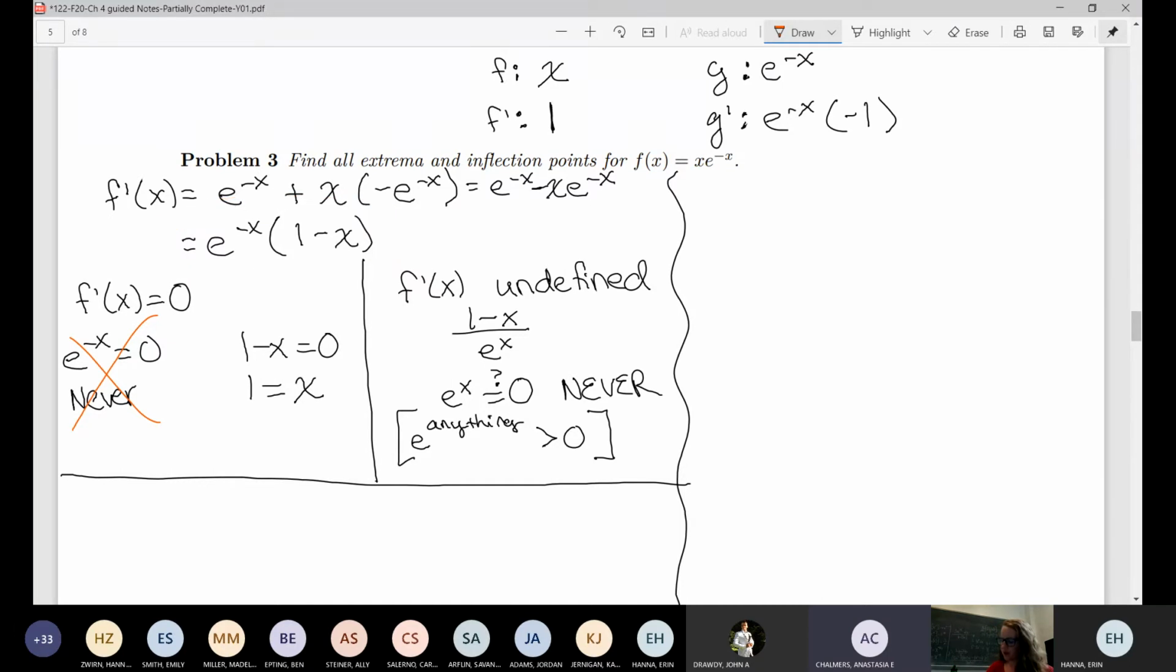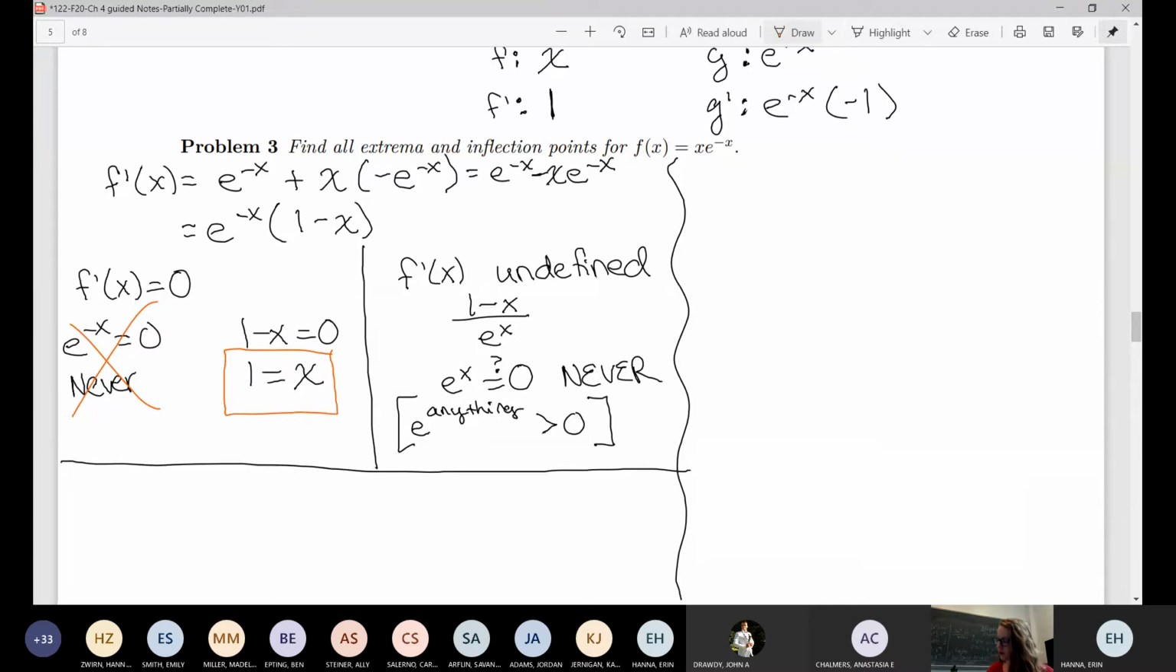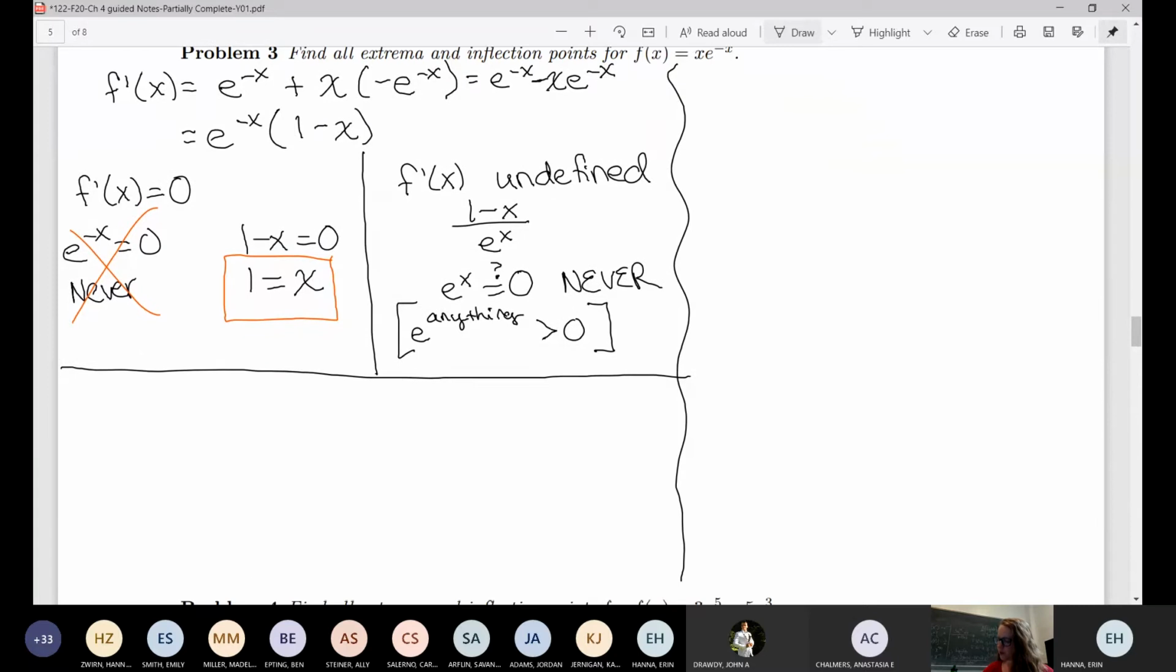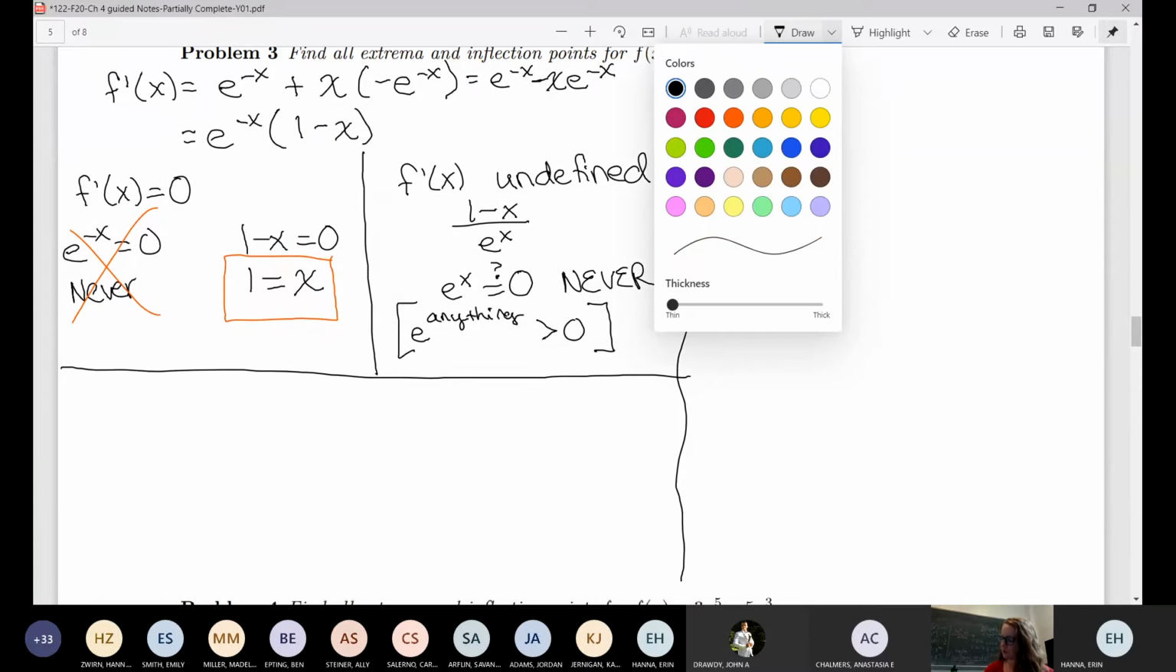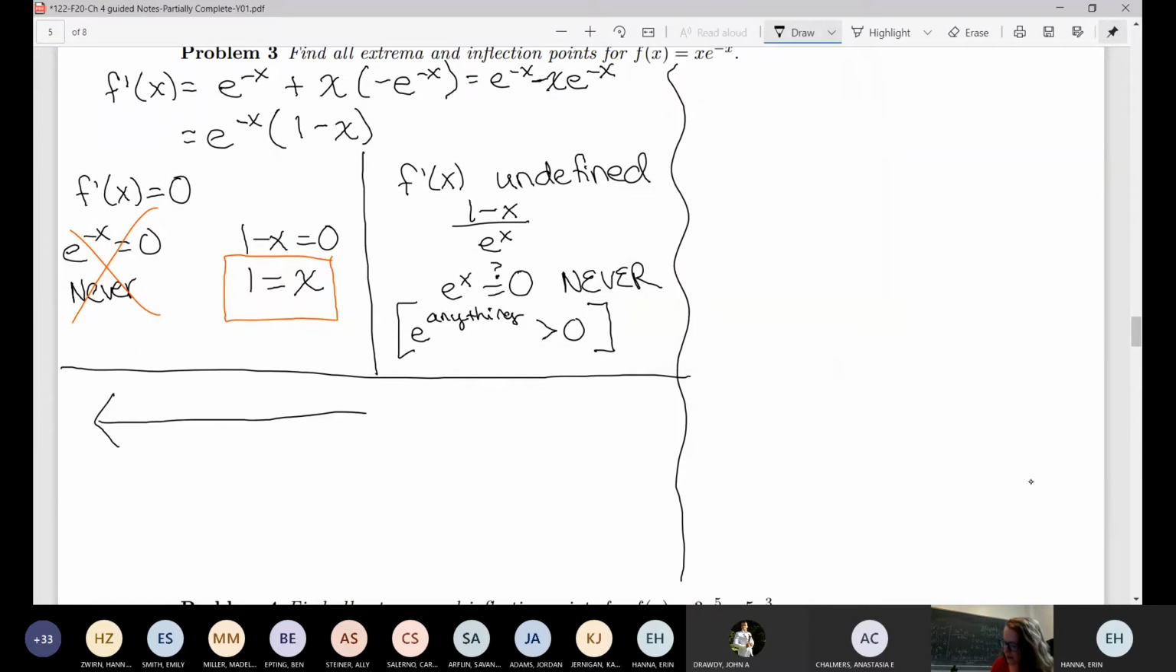So we've found our critical point, and we only found 1. Sometimes you'll have more, sometimes you'll just have 1. So what do we do with that critical point? We plop it on a number line if we're doing the first derivative test. I'll talk about the second derivative test in a second if someone wanted to do that. We plop it on a number line.